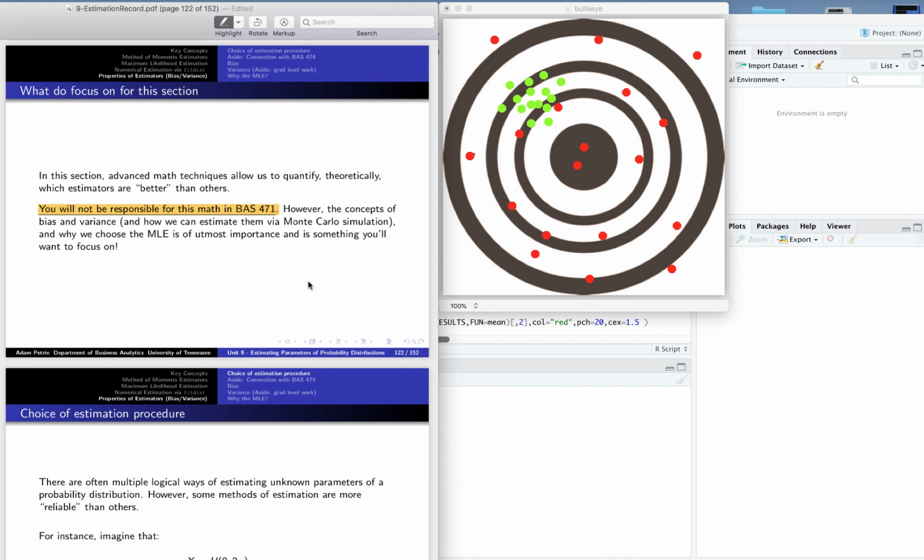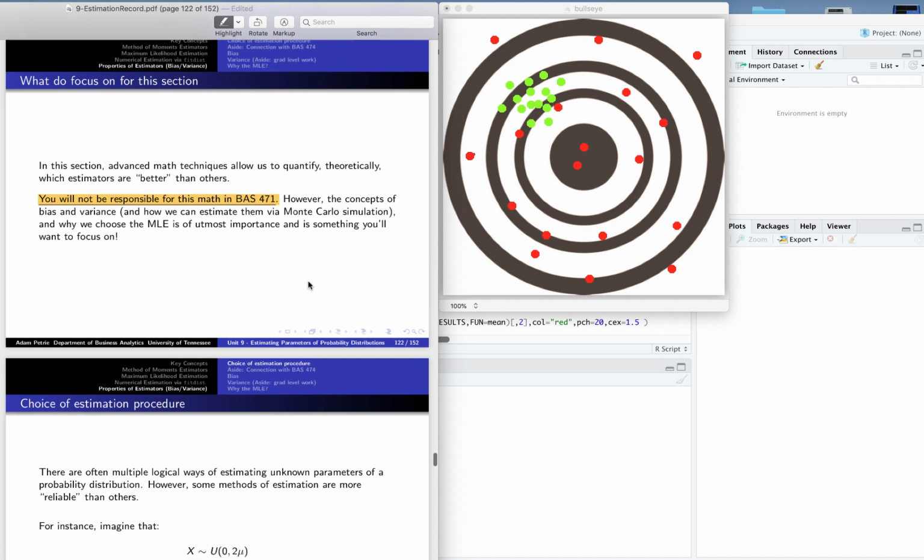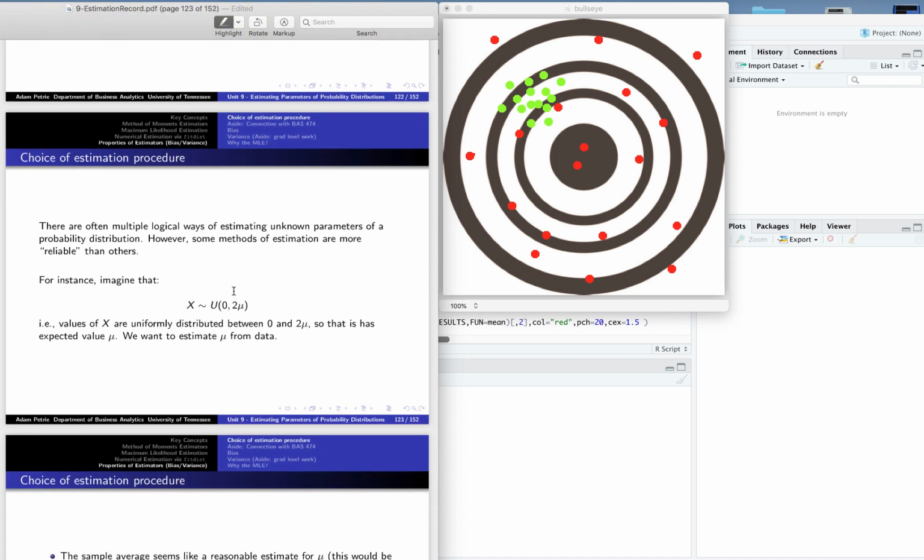So we want to be talking about the quality of an estimator. What method of estimation is better than others? And so let's start out with a motivating example. Let's imagine that we are dealing with a random sample from a uniform distribution. The lowest possible value is 0, and the largest possible value is 2 times mu. Now, I've written it this way so that the average value of this uniform distribution, right in the middle of the two endpoints, is mu.